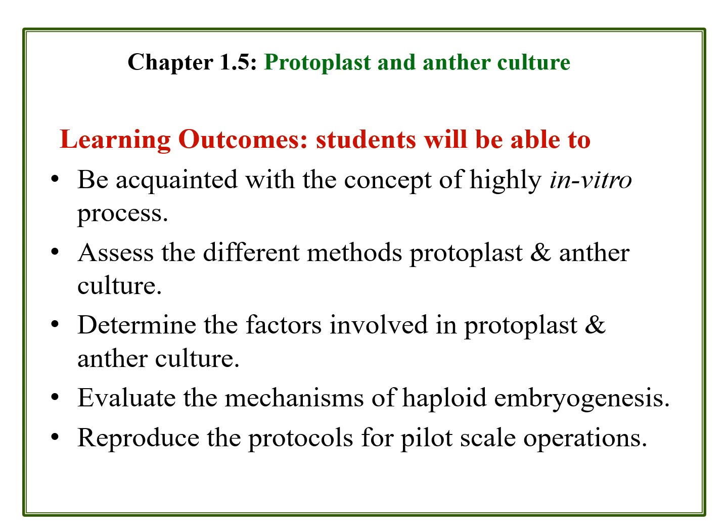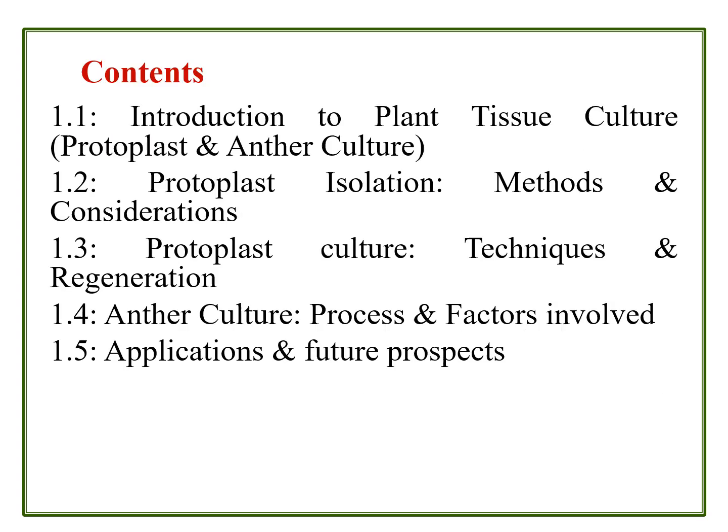Okay, and the next learning outcome is the mechanism of haploid embryogenesis. So what is a haploid? Haploid is a cell or an organism containing a single set of chromosomes. Here, in haploid embryogenesis, the embryo has a single set of chromosomes. These protocols can be reproduced on pilot scale operations in the laboratory, or whenever the conditions are conducive, to produce the same lines for industrial or commercial purposes.